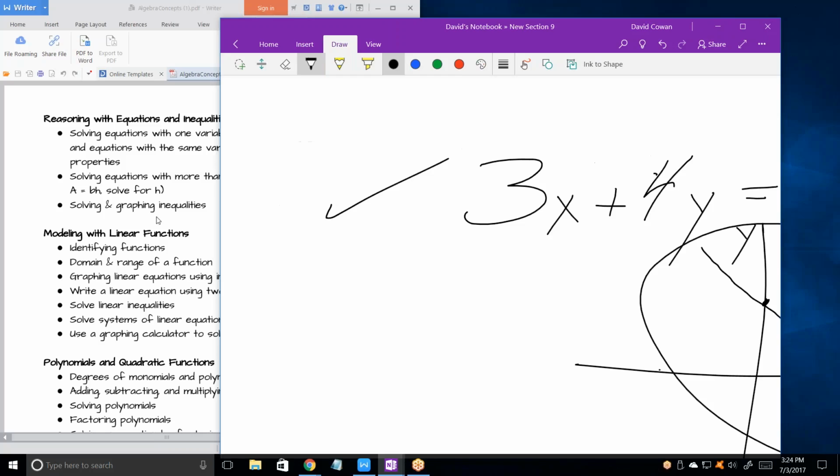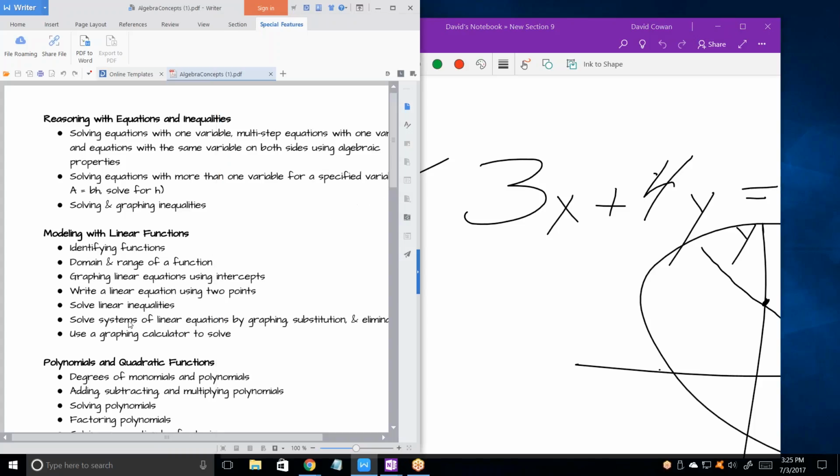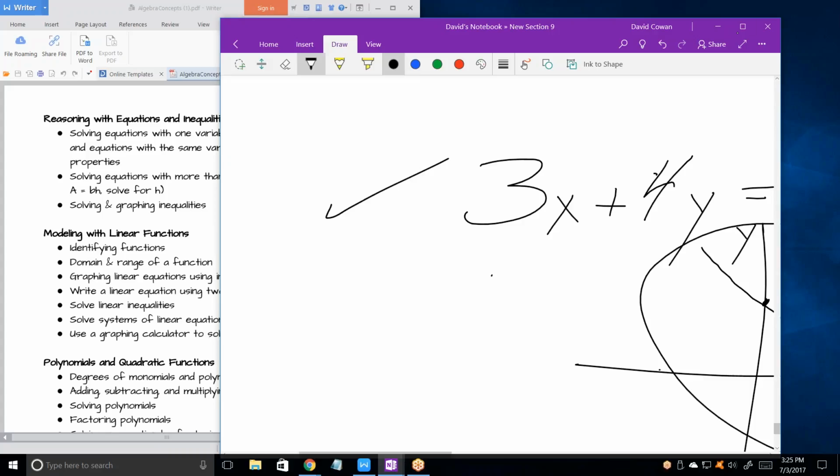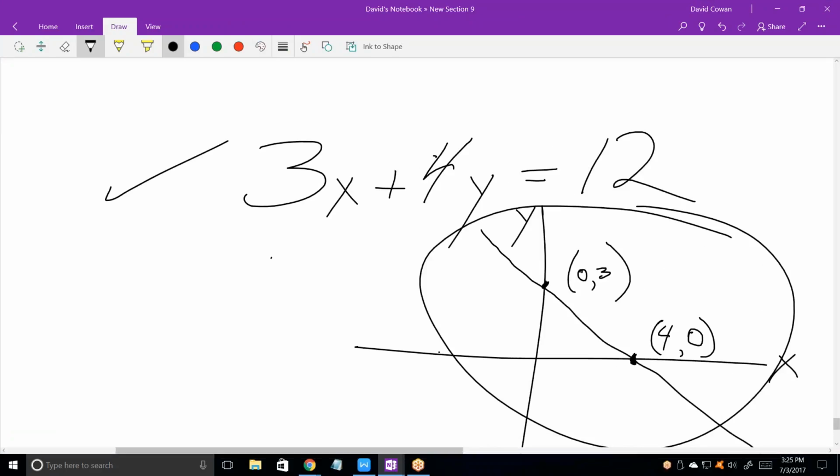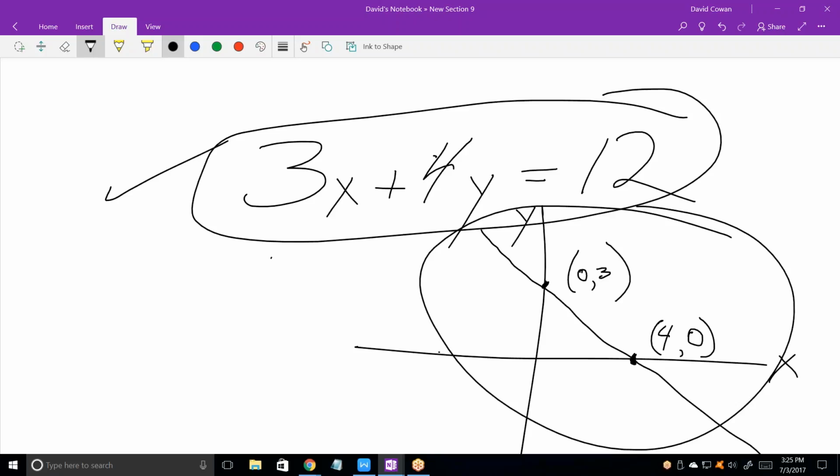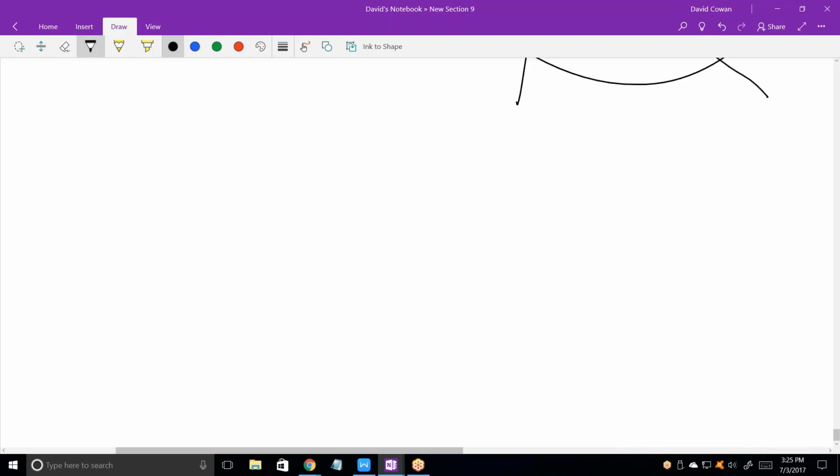Now, this says graphing linear equations using intercepts. Well, I didn't quite do that. What I did was I took the linear equation and I figured out what the intercepts were, then I graphed it. But they want to graph it using intercepts. So let me give you some intercepts.